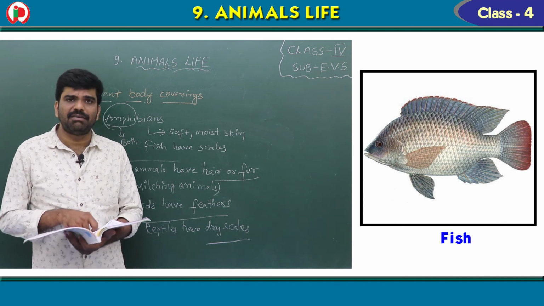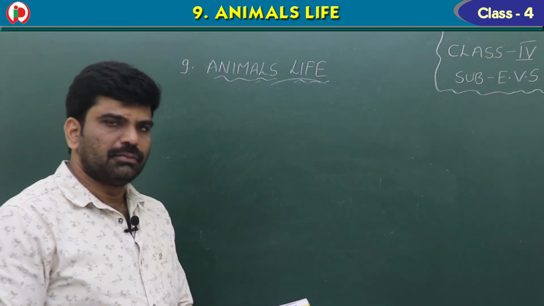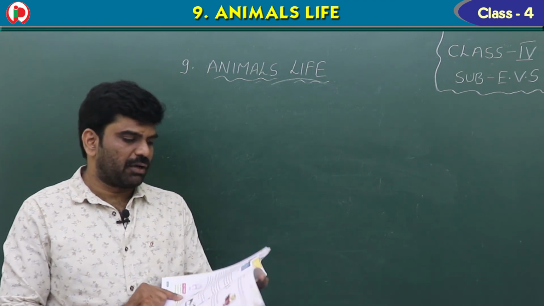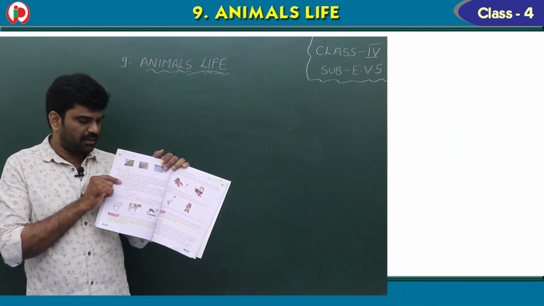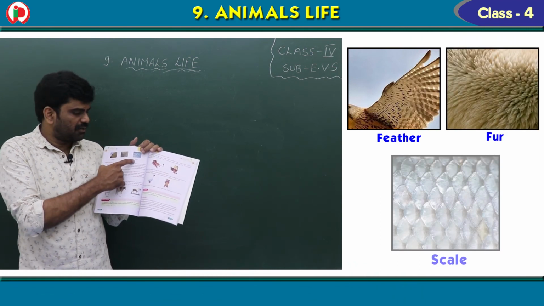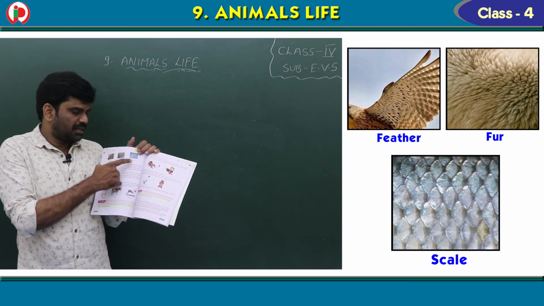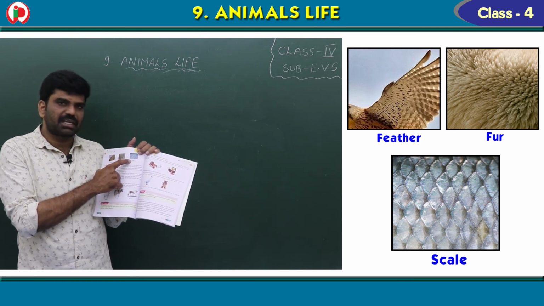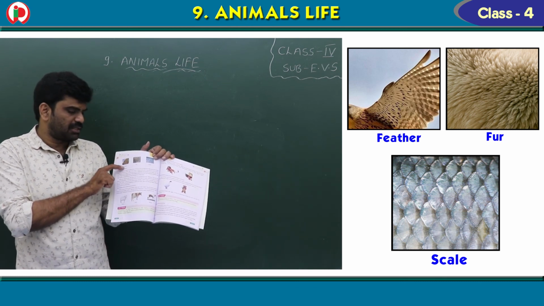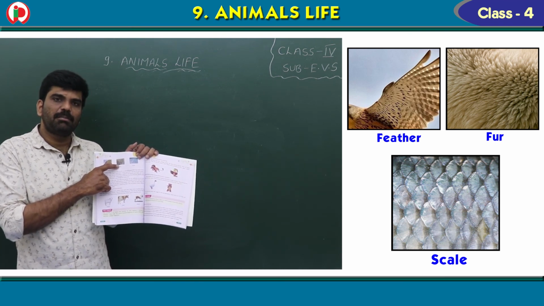Now we have an activity. Children, before going to the activity, take page number 70. Now you can see the figures here. The first one is the feather, the second one is the fur, the third one is the scales. The dry scales are present in reptiles, and some soft scales are present in fishes. Feathers are present in birds. Fur is present on the skin of mammals.